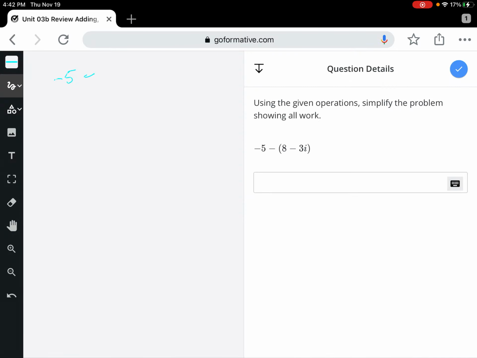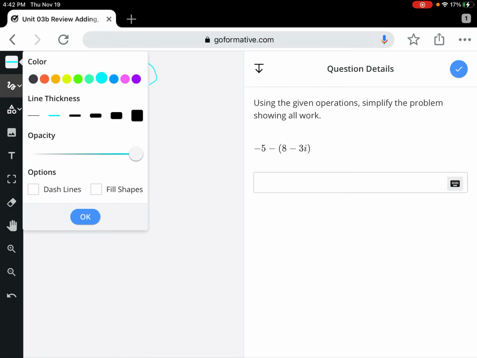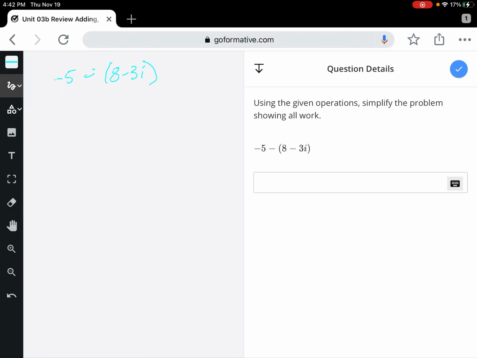This one right here, negative 5 minus 8 minus 3i. So the first thing I want to do is get rid of my parentheses, so I put a 1 here and I distribute my negative 1. So that's going to be negative 5. Instead of positive 8, that becomes negative 8. Instead of negative 3i, that's positive 3i. And I combine my real parts. That's going to be negative 13 plus 3i.